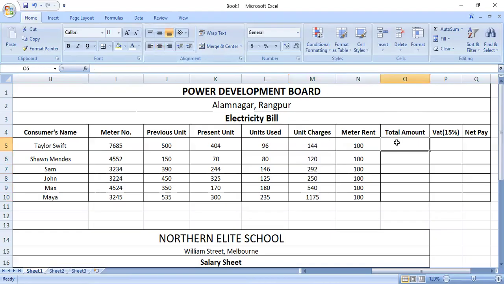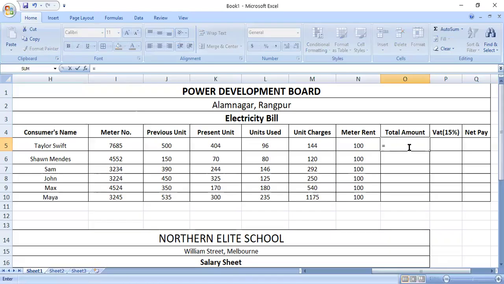Okay, now for the total amount, we need the sum of the unit charges and the meter rent. So every meter has a meter rent. You'll have to write the meter rent, whatever is charged in your respective places or your state or your country. You just need to write what is the rent of the meters. I have written 100 for all of them, just randomly. Now, for the total amount, you need to add the unit charges and the meter rent.